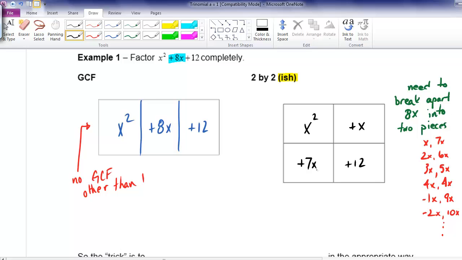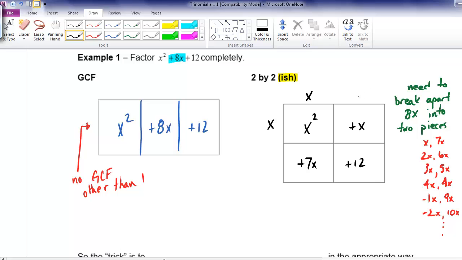And if this was the right way to break apart 8x, then everything's going to work out nice. So I'm just going to go ahead and do this problem. I assume it's right, and we're going to see if it works out. So again, with our 2 by 2 method, the only way to get x squared is to multiply x times x. So everything is good so far.